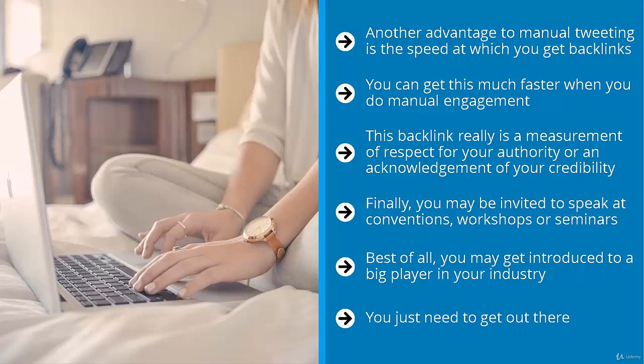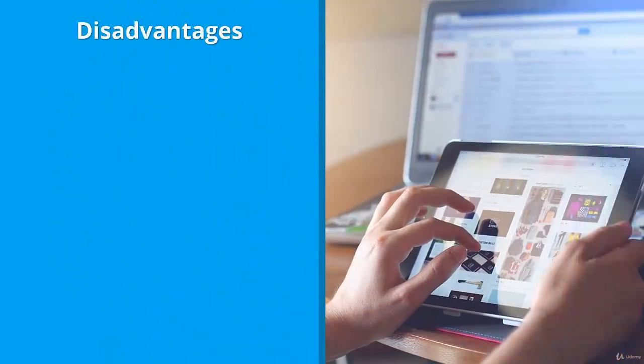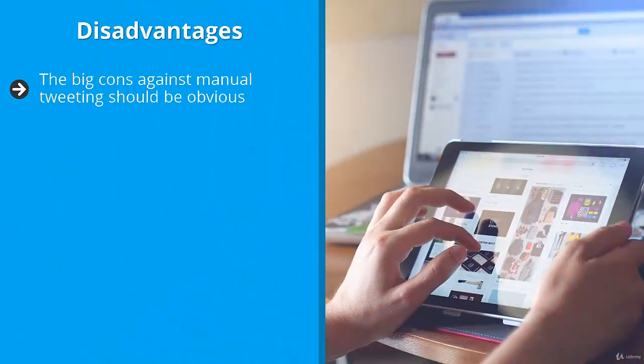The best way to do this online is manual tweeting because you are in full control of your engagement, you craft the public persona you project, and this enables you to be more aware of opportunities as they flash into existence. Disadvantages. The big cons against manual tweeting should be obvious. It takes a lot of time. That's all I need to say.